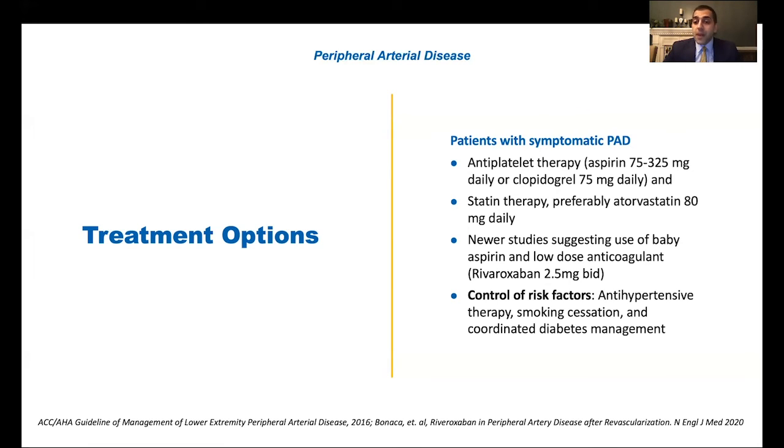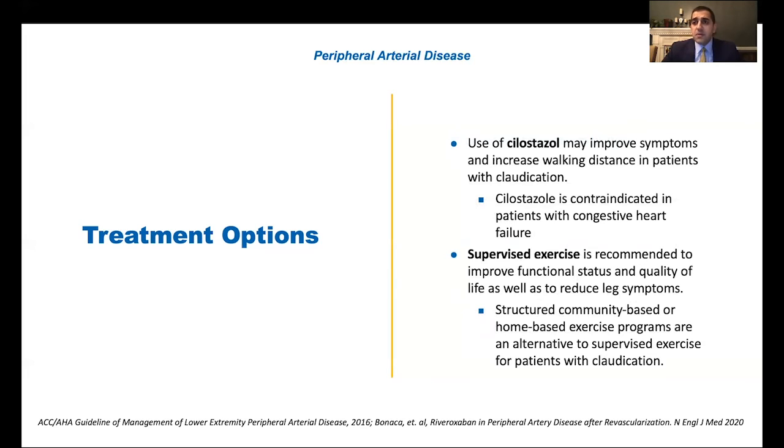It also reduces inflammation. And as a result of that, they've been found to be helpful in this condition, because atherosclerosis is the number one cause, as we had discussed earlier. There are now newer studies and newer therapies that use low-dose anticoagulants in combination with these antiplatelet medicines for reducing events. As with anything, control the problem. So we treat blood pressure, we stop the smoking, we coordinate diabetes management. In certain instances, when there's no contraindication, we use medicines such as cilostazol, which may help improve walking distance.